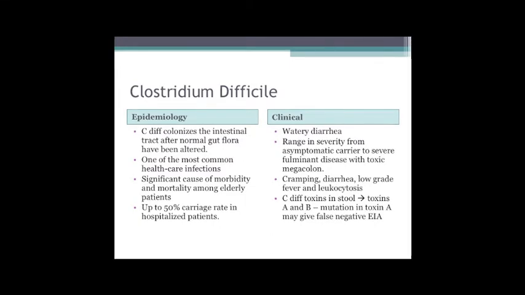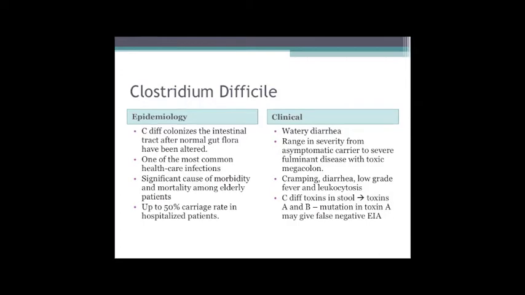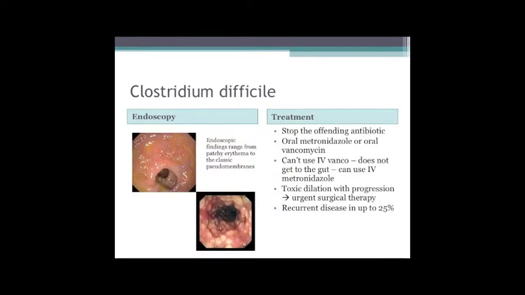And actually, there's a very interesting algorithm that our lab uses for testing, looking for different components of the C. diff to give the highest yield on a positive test for the C. diff.